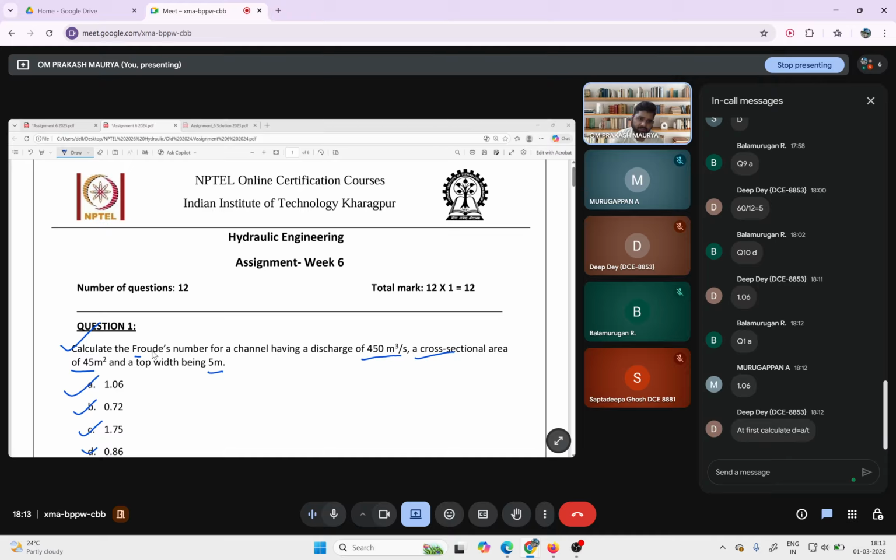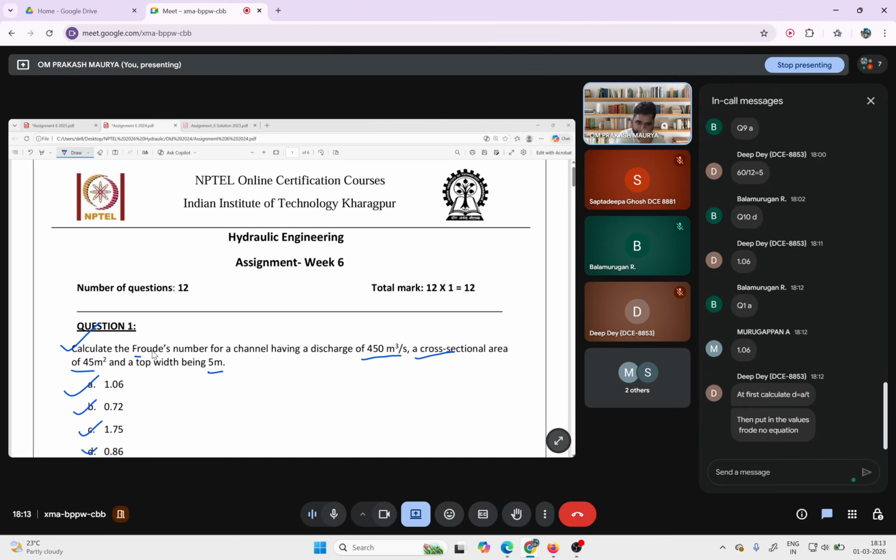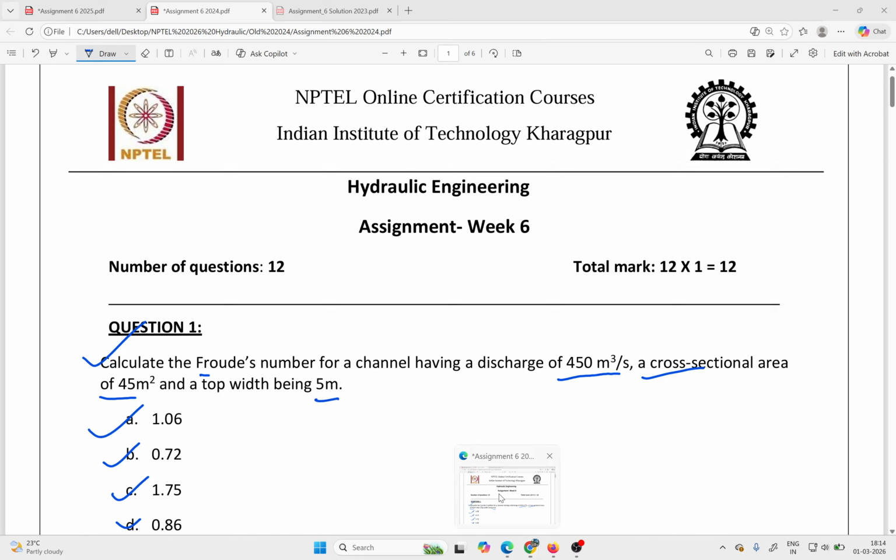Okay, so Deep is telling 0.06, Bala is also telling, and Morukmana is telling 1.06. Deep is suggesting something. Okay, that is very nice. So let me just explain. Deep is telling the way of solving, that is very nice.